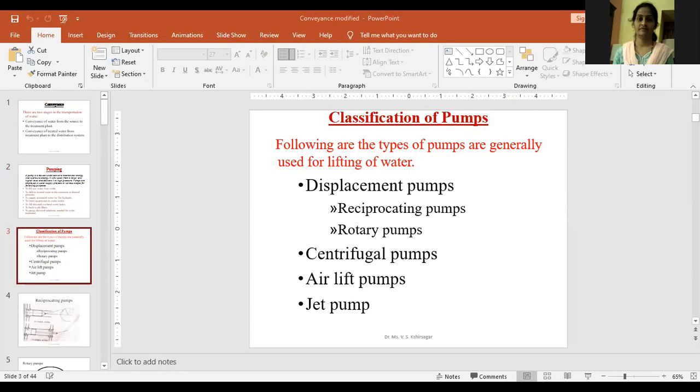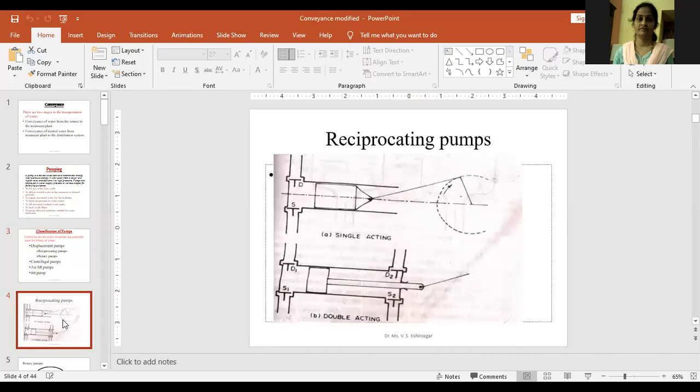So these are the different types of pumps available with the help of which we can pump water from one place to another. The first one is the displacement pump, in which reciprocating and rotary pumps are available. Then the second is the centrifugal pump, and then the airlift pump and the jet pump. We will see them one by one. So first of all, we will see the reciprocating pump, how the reciprocating pump works.